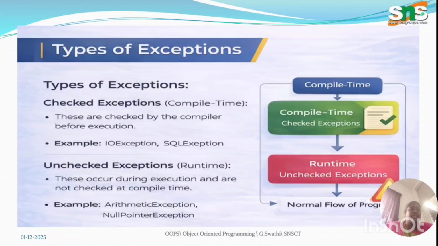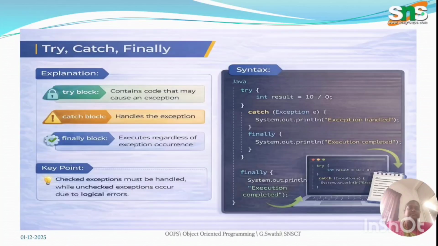When an exception occurs in the program, the normal flow of the program gets diverted. We have three keywords: try, catch, and finally. The try block contains code that may cause an exception, and the catch block handles the exception. Whatever exception is to be handled in the program is given under the catch block, and finally is executed regardless of whether the exception occurs. Without catch and finally, try cannot be used individually in the program.